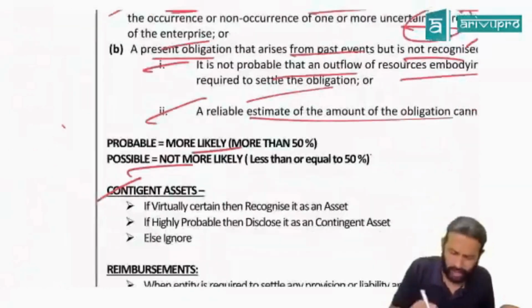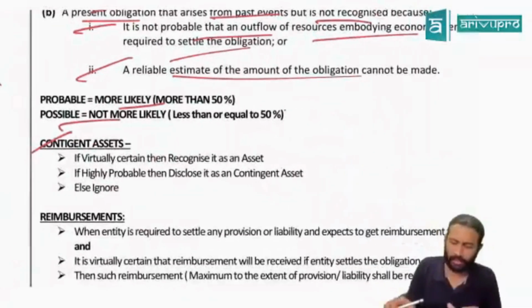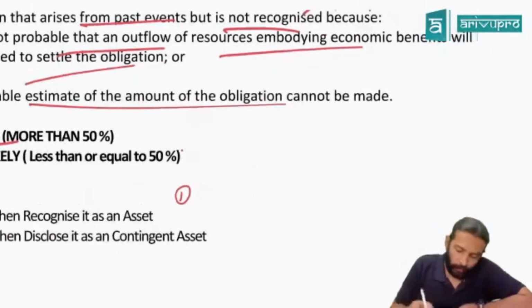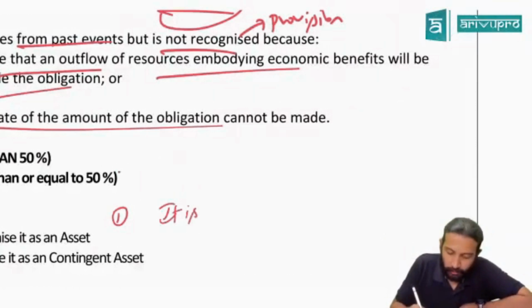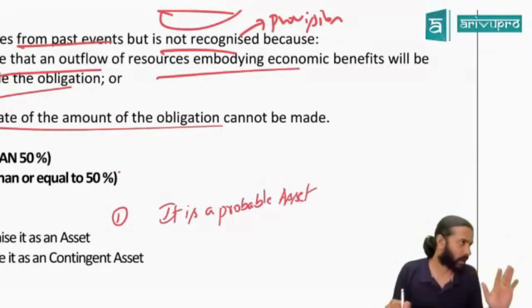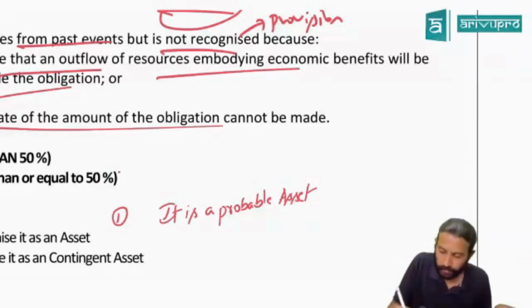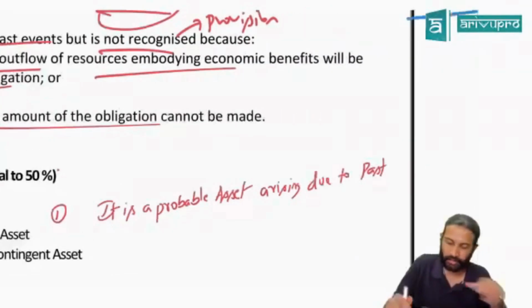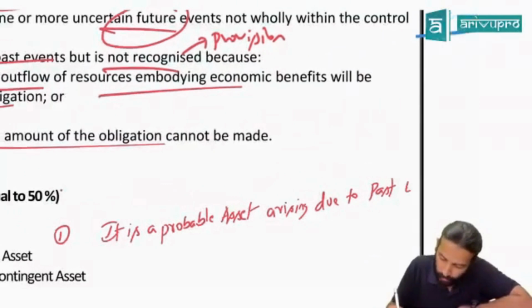Can you construct the definition of contingent asset? They have not given it there. Can you tell me what you will write? It is a liability or asset. If you want, you can write this definition in your books. It is a probable asset, meaning there must be more than 50% chance that this asset will come to you. It's a probable asset arising due to past events.